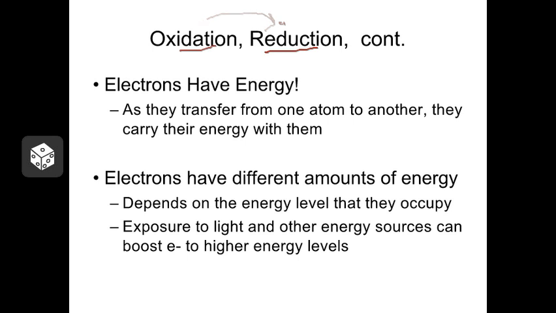Now, electrons can have different amounts of energy depending on what's going on with them. If the molecules are exposed to heat or light, their electrons tend to have more energy than if they are cold and sluggish.